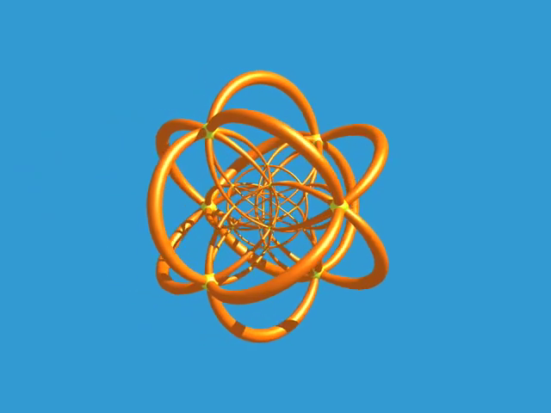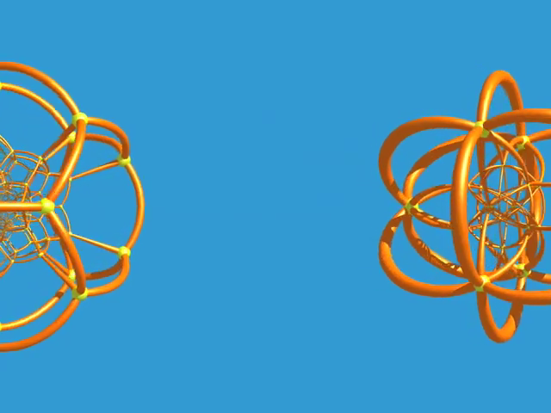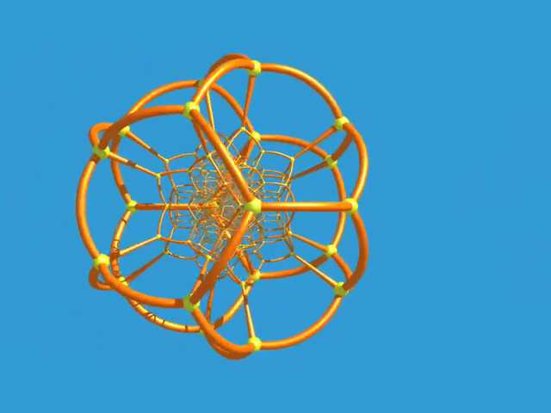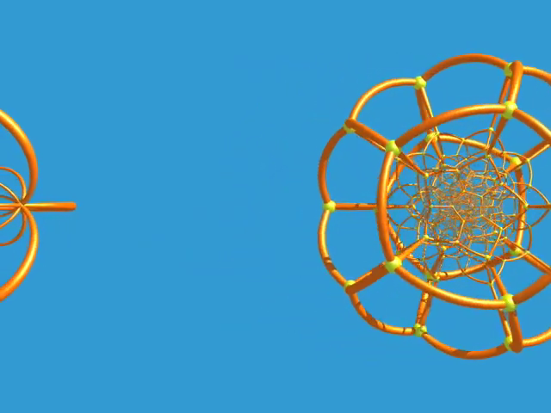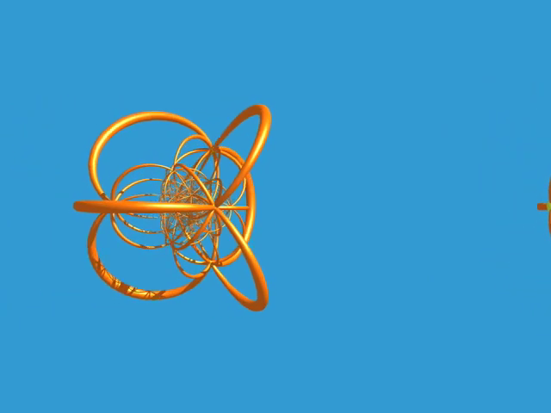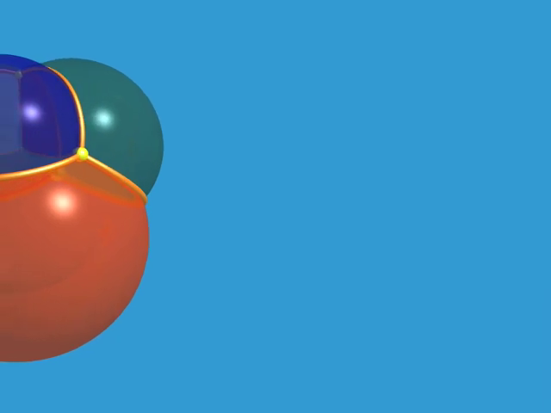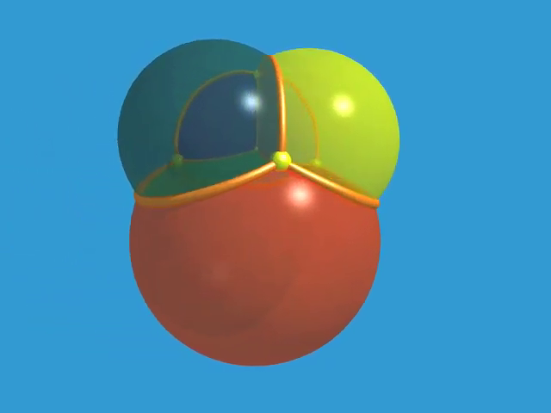Here's the 24 cell with 24 vertices and 96 edges. Finally, the 120 cell. And the 600 cell. Let's add the two-dimensional faces to get an even better view. The simplex with its 10 triangular faces.